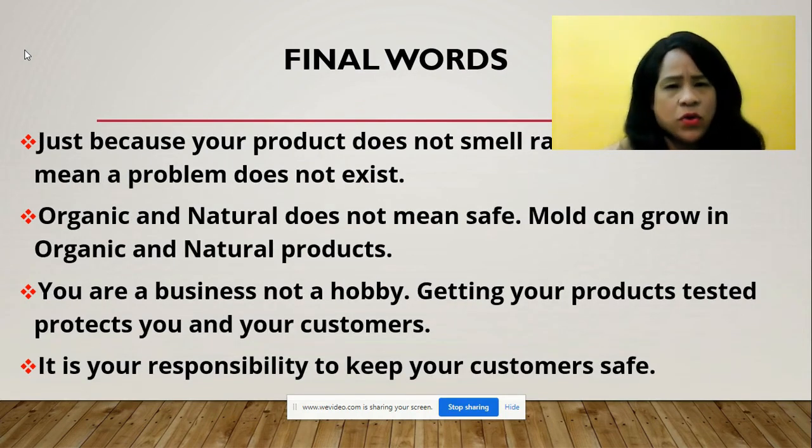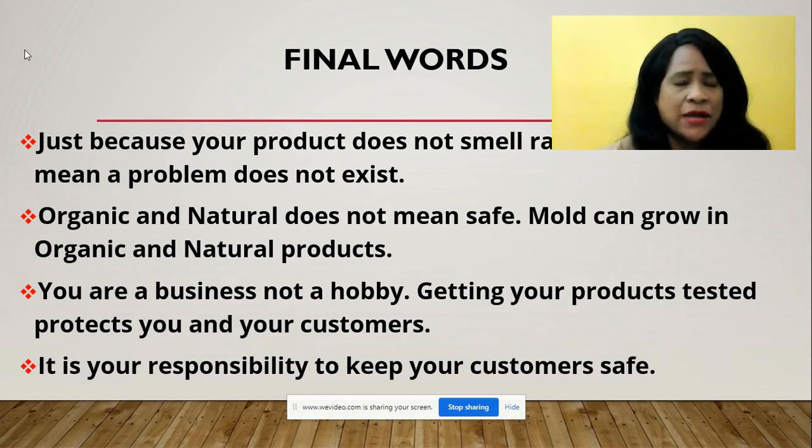Some more final words. Just because your product does not smell rancid does not mean that that product does not have a problem. Organic and natural does not mean safe. Mold can grow in organic and natural products. You are a business. You are no longer a hobby. Getting your products tested protects you and your customers. So it's your responsibility to keep your customers safe.